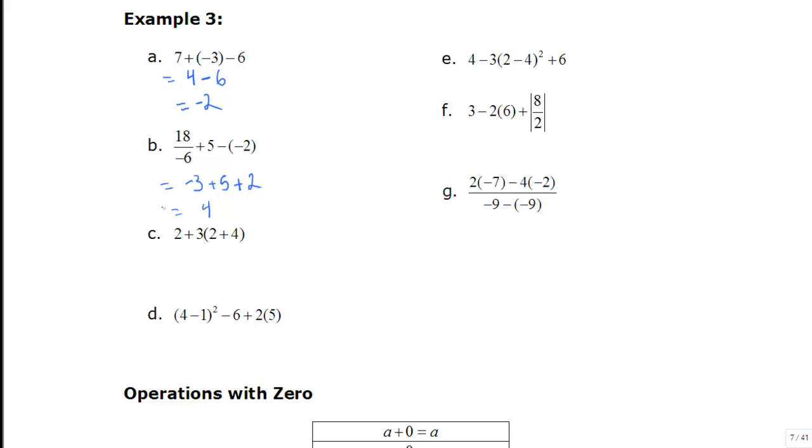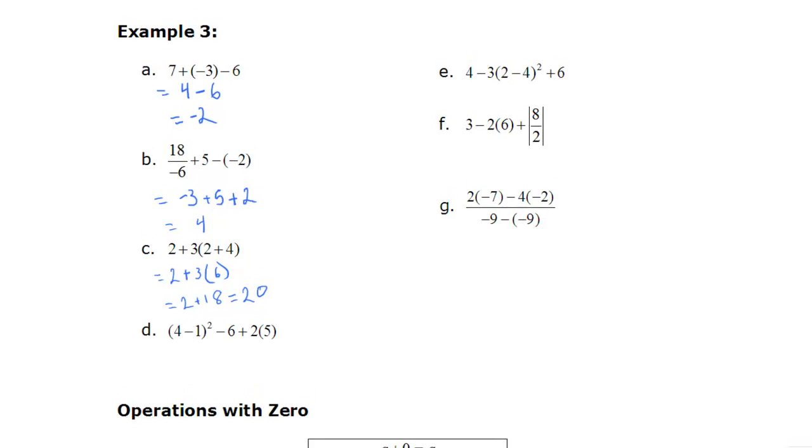Moving to C then, nothing between the 3 and the bracket means multiplication. We do have brackets, so brackets are first. So we're going to get 2 plus 3 times 6, which is 2 plus 18, which gives us 20 in total. For that one, maybe we'll look at our calculator.